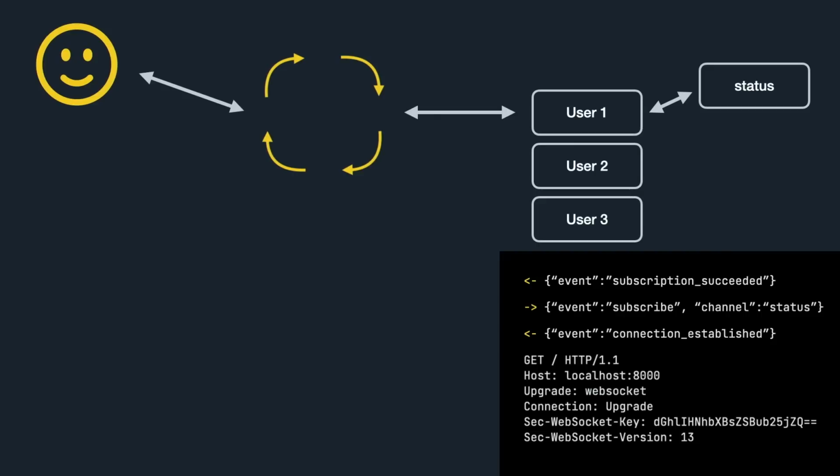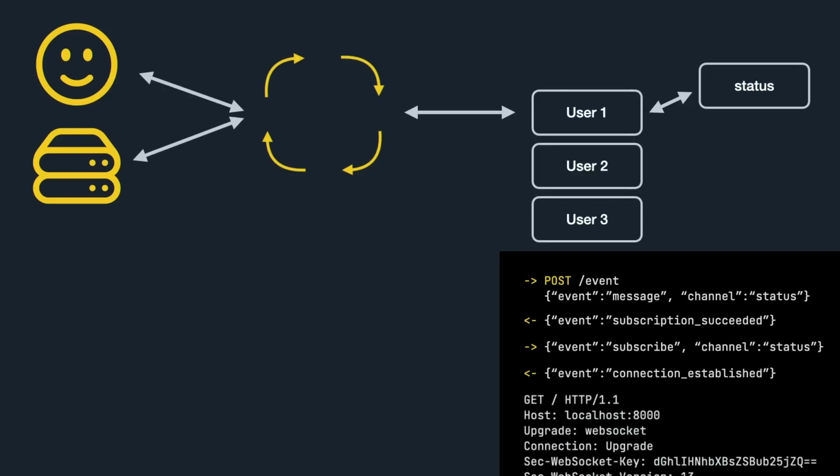Okay, so we have 3 users, all connected to our WebSocket server. One of those users is subscribed to the status channel. And now our Laravel application has detected some state change in the back end of our application and wants to notify those connected users, or the one connected user, in this case, that we have subscribed to our status channel. And that works a little bit differently.